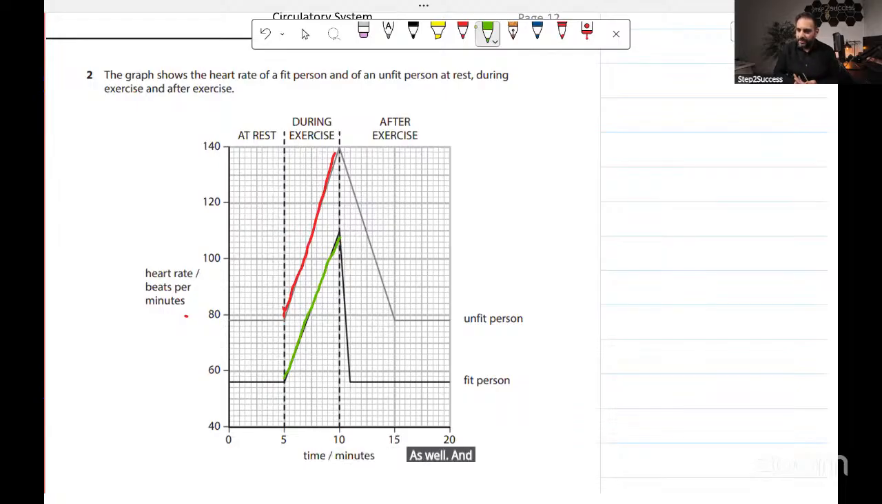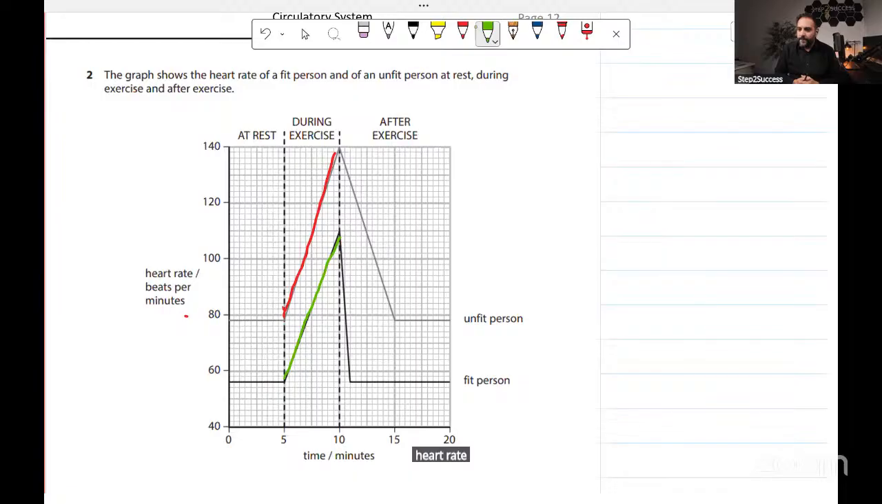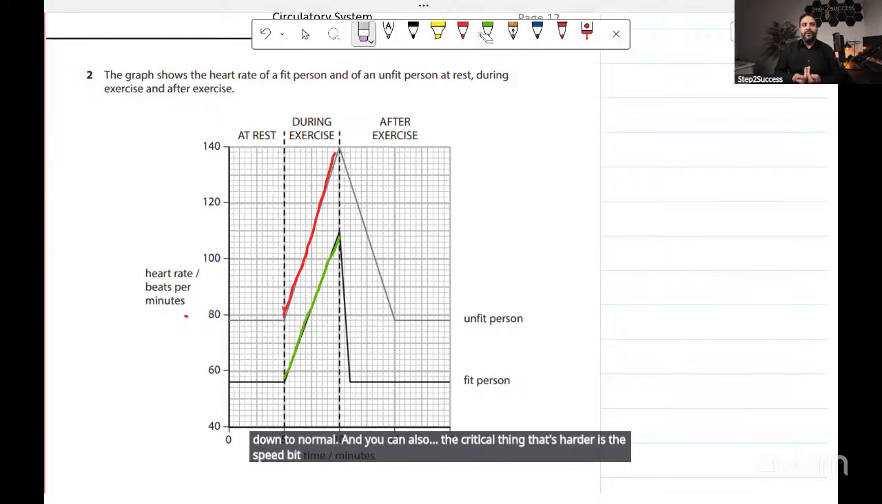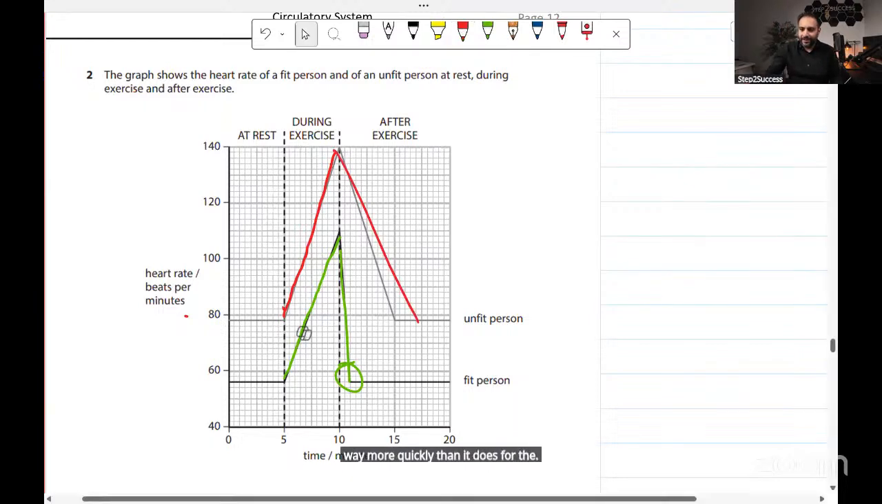And there you go. So there's basically your 3 points. You can say the unfit person clearly has a much higher heart rate during exercise and also at the end, when it drops back down to normal. And the critical thing that's harder is the speed bit: when you're fit, your heart rate drops back to normal way more quickly than it does for the unfit person.